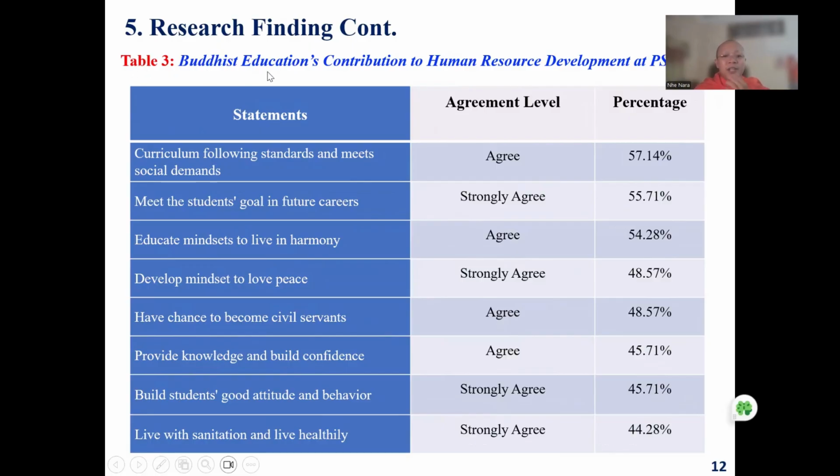Table number 3. Buddhist education contributes to human resource development. This one is for the social safety nets contributing to human resource development. Still the same table, but exploring more about the curriculum following standards and meeting social demands, like I mentioned, combined with the standards from the MOE. And living with sanitation and living healthily gets the lowest score, 44.28%, because most students are young. Sometimes they don't know a lot about how to eat healthy and to live healthy.